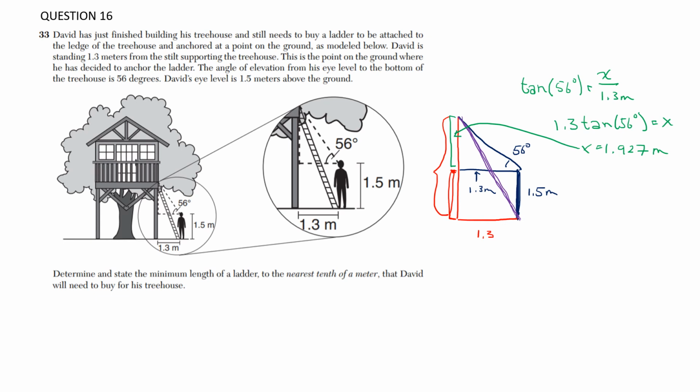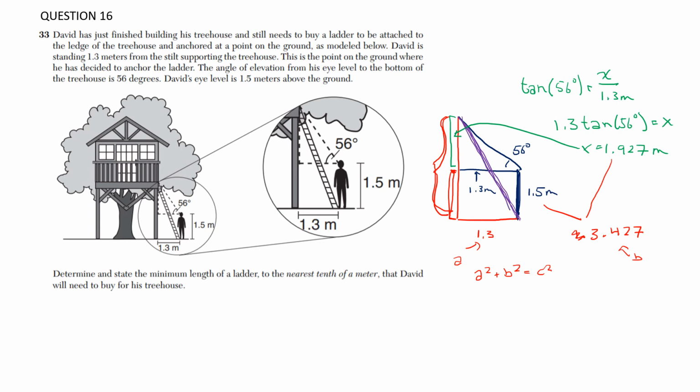We can add this, let me change colors. We can add this to our 1.5 meters to get this entire leg that we wanted, right? So let's add that to 1.5 to get 3.427. And from here, we can just do Pythagorean theorem, a squared plus b squared equals c squared, with this as a and this as b, let's say. And then we can get c squared, which is our length of the ladder that we were trying to find.